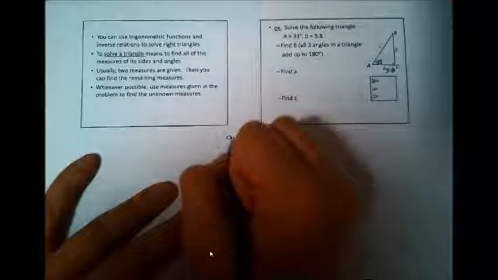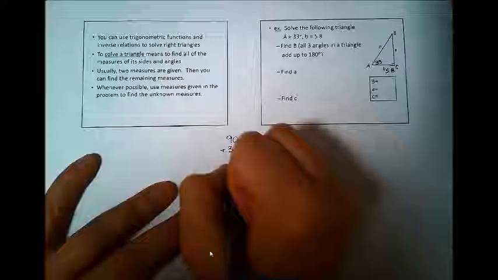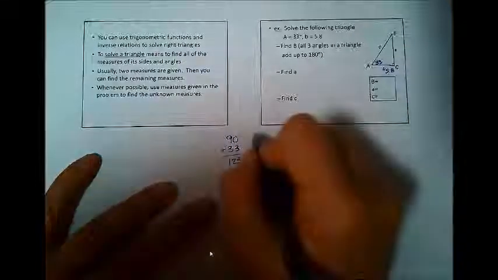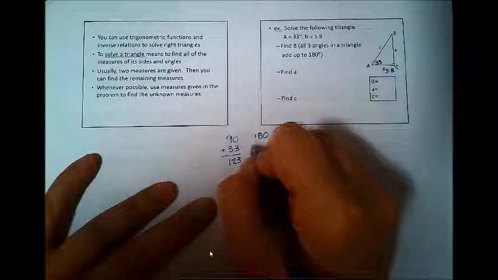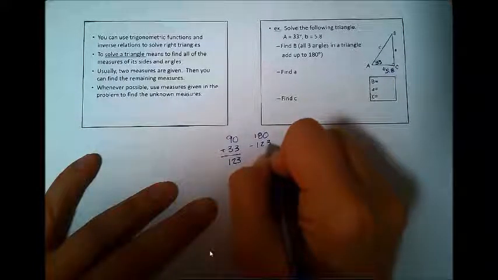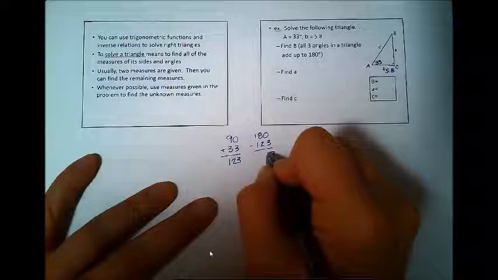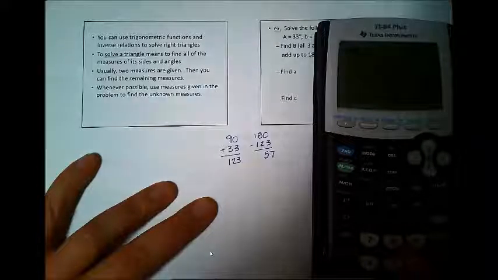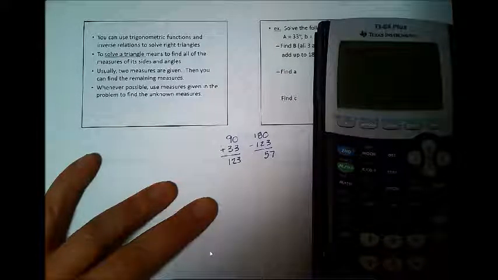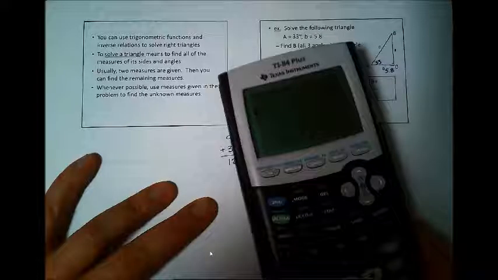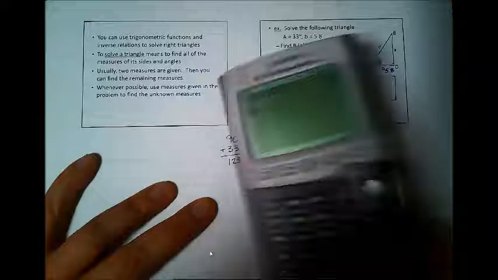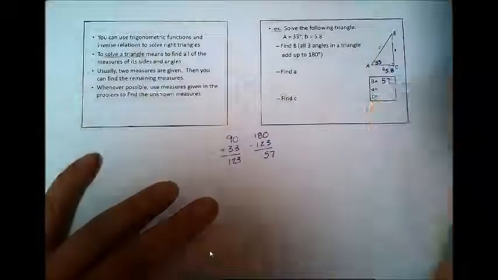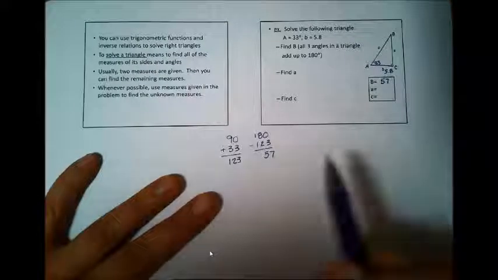Well, hey, C is 90, A is 33, so we can just go over here and say 90 plus 33 is going to be 123. And then we say 180, because all triangles add up to 180, minus 123 will give us 57. We can check that on our calculator. 180 minus 123 is 57. So B is 57.